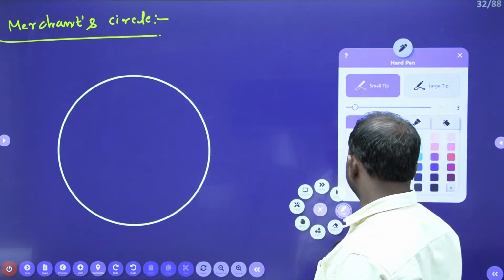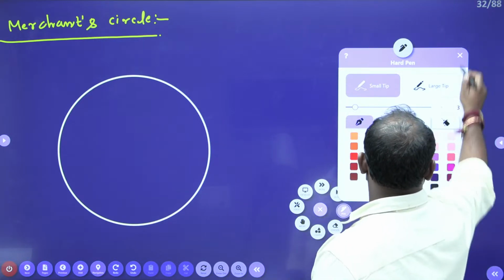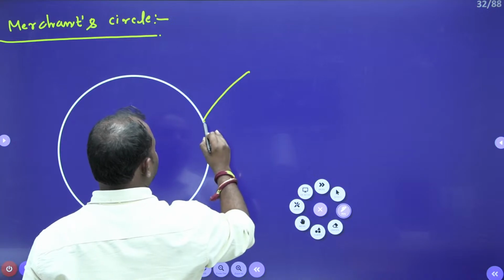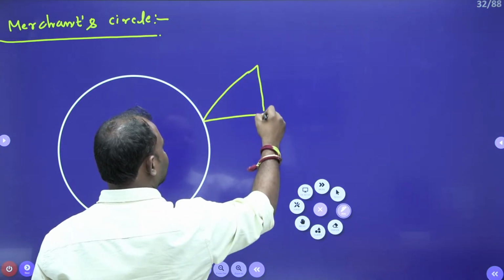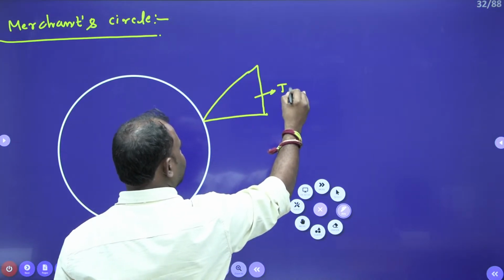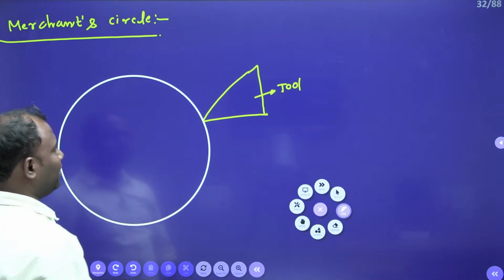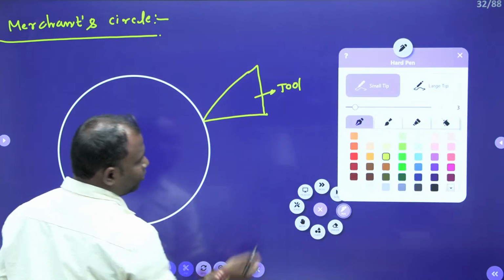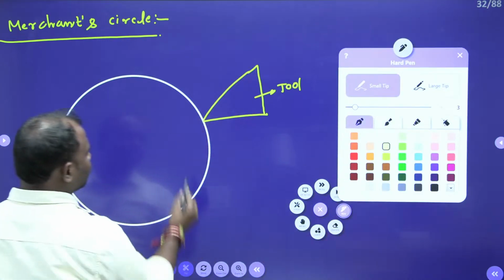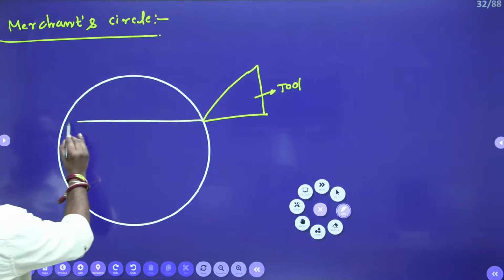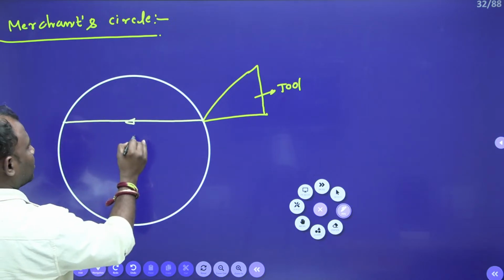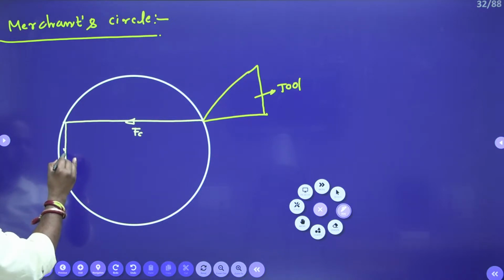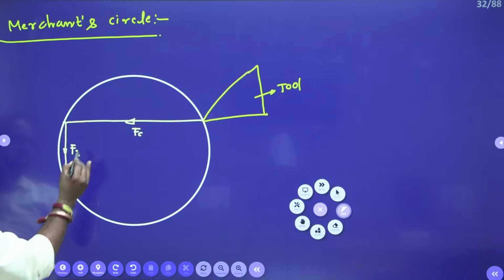Now here I am taking that. Now the tool is going to be in contact with the workpiece here. Right. Now let me draw the forces. Now where is the cutting force? Cutting force is going to act in this direction, isn't it, guys? So it is a cutting force, right? Now thrust force is acting perpendicular to the cutting force, so it is a cutting thrust force, right?